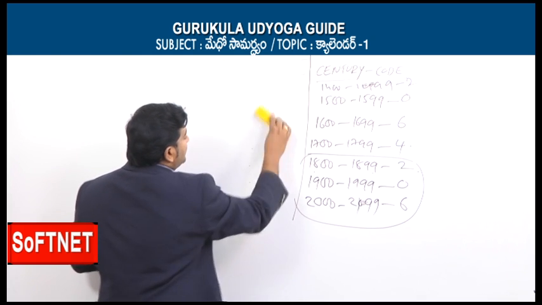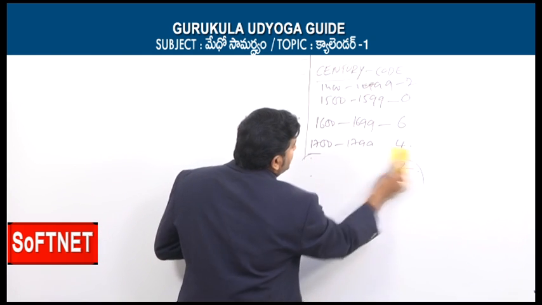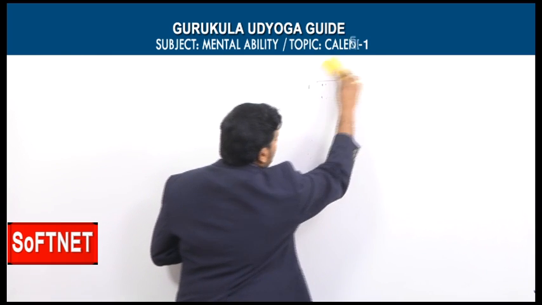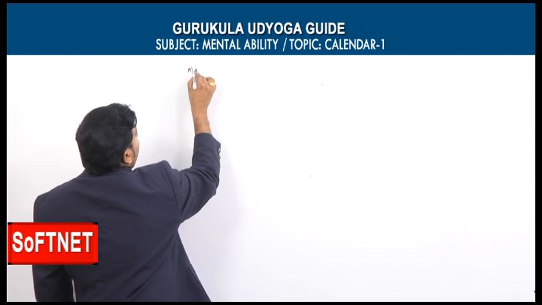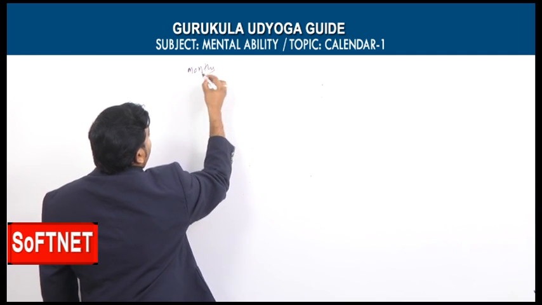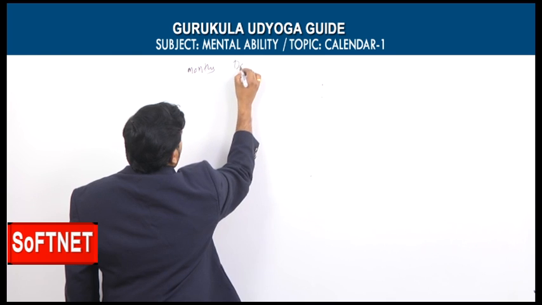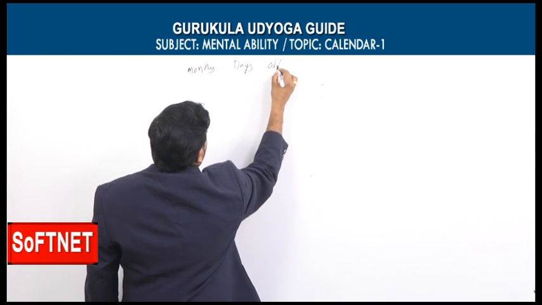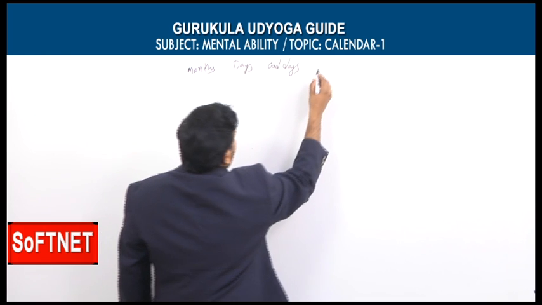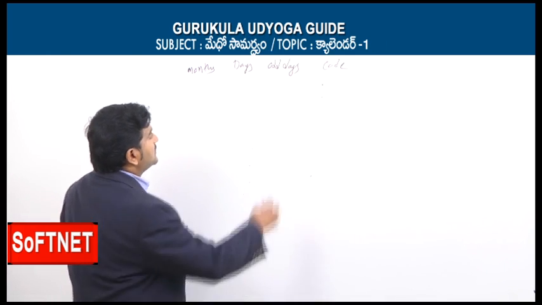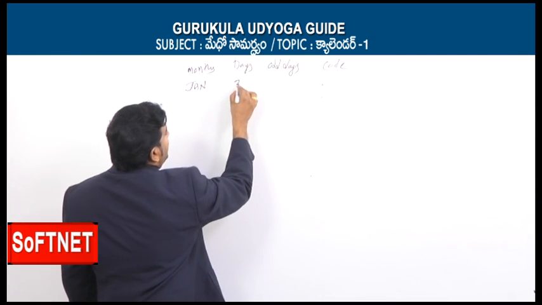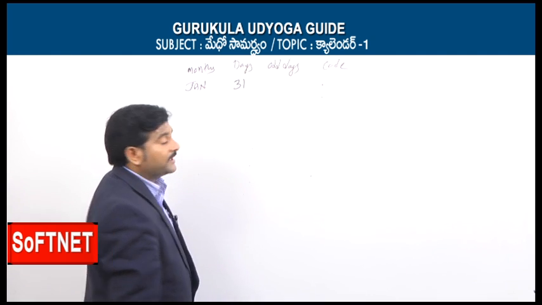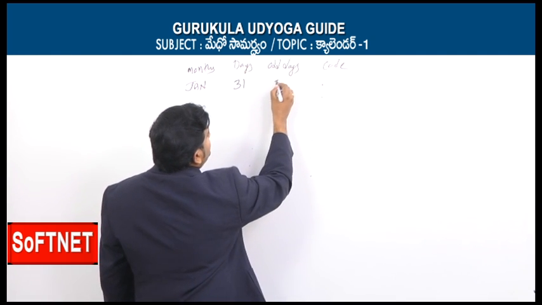So, day codes and century codes are discussed, and now we will focus on months and the corresponding codes. We already know every year has 12 months. On one side we list months, days in a month, odd days in a month, and the code, so for 12 months we need to discuss all these columns. Let's say the first month is January. Everybody knows January has 31 days. If it is 31 days, how many odd days must it be?